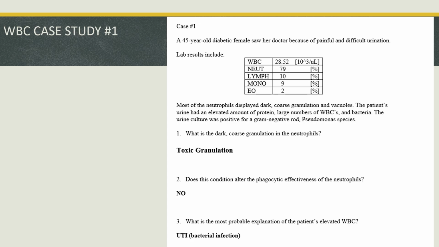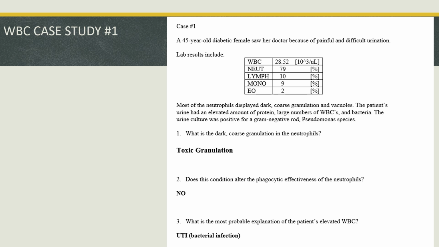Okay, so let's take all of that information and think it through. So the patient's diabetic, painful and difficult urination, and what do you notice about these lab results? Do you see anything abnormal? That's the first thing we're going to look at. And in this case, yes, she does have an elevated white blood cell count. And the information given to us is also that she has a bacterial infiltration in her urinalysis. So that would lead us to think about what could be going on with this patient.